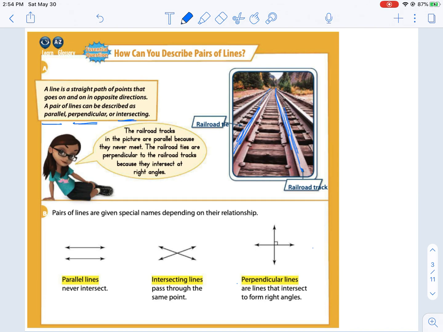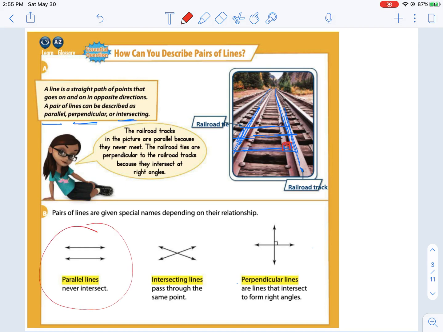All right, and then the railroad ties are perpendicular to the railroad tracks because they intersect at right angles. So these are the railroad ties, which she's describing. They go across like this, and they're causing a right angle that we talked about before. So right here, if I was measuring this, this would be a right angle. Remember I told you that the little square means that it's a right angle. And so those lines do intersect, but they're perpendicular because they form a right angle.